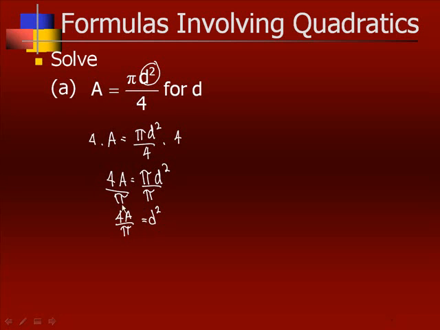Something squared equals a number. So we can say d equals plus or minus the square root of 4a over pi. If we wanted to go one step further, we could say, well, the square root of 4 is 2, square root of a over pi.